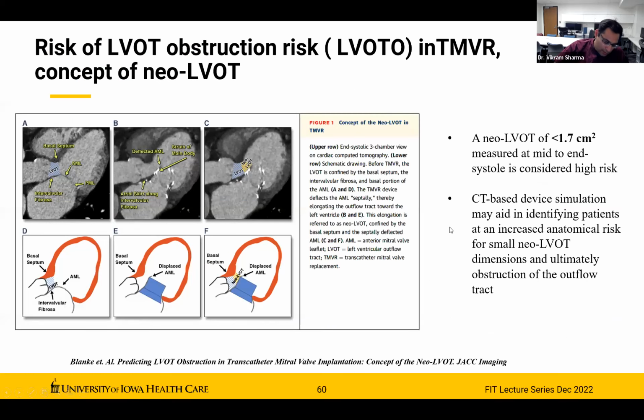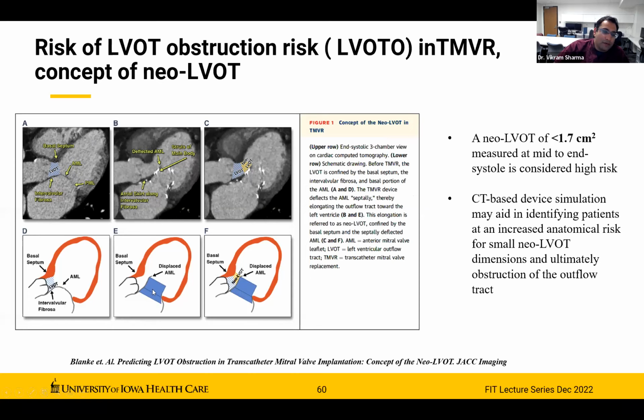So briefly, in the next few slides, I will talk about the risk of complications. Here is a CT scan showing the mitral valve in close proximity to the LVOT. When we place a mitral valve, it pushes the anterior mitral valve leaflet towards the LVOT, creating what is called a neo-LVOT. And this is illustrated here in this graph.